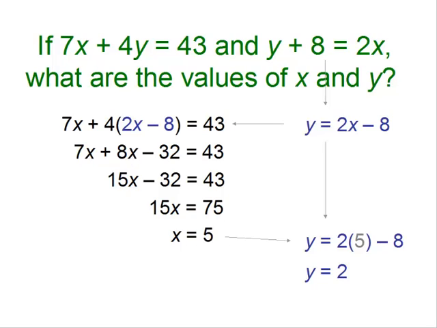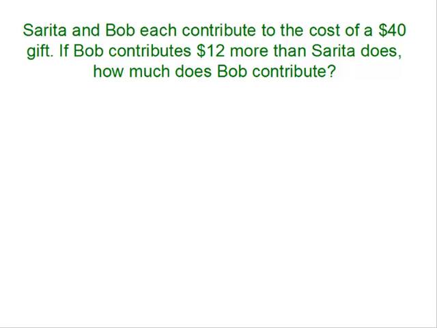And as a quick check, I would go back to one of the starting equations that I didn't use as much. If x is 5 and y is 2, then 7x plus 4y is 35 plus 8, and that is indeed 43. So mental check, good idea.